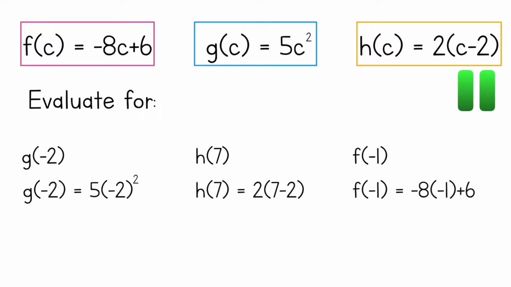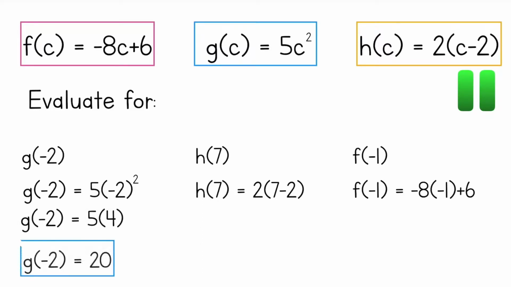Now let's take a look at g of negative 2. g of c is 5 times c squared, right? So g of negative 2 is 5 times negative 2 squared. Negative 2 squared is 4, so g of negative 2 is 5 times 4, so g of negative 2 is 20.